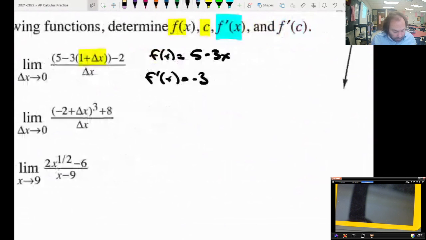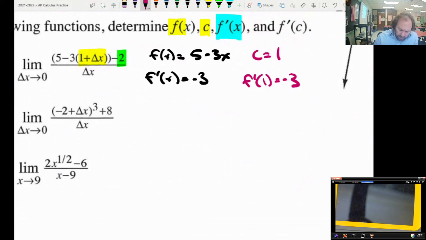As far as what point they plugged in, you need it to be 2, so we're talking about the derivative at x equals 1. So c is equal to 1. And f prime of c is -3 because it's always -3. It's a linear function. If you look at that, the rest of these problems fall into line the same way.